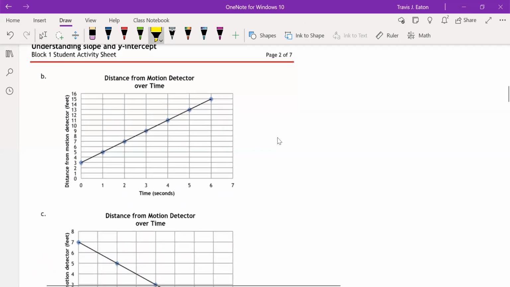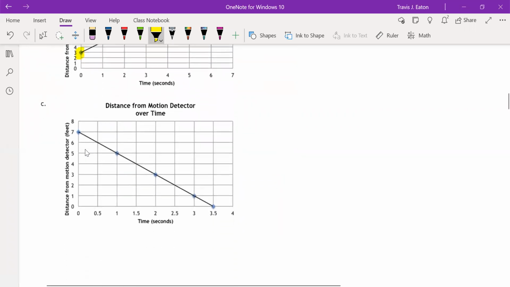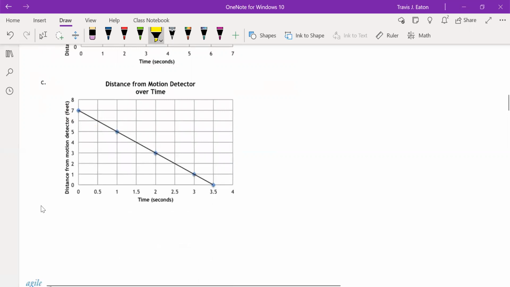In this graph, what is the distance from the motion detector at the beginning? So we can go here and we can find that. It's right there. When at 0 seconds, the distance from the motion detector is 3. All right, very good. And in this one, when the time is 0 seconds, how far from the motion detector is this skateboarder? Looks like 7 feet, right? At 0 seconds, we're at 7 feet from the motion detector.